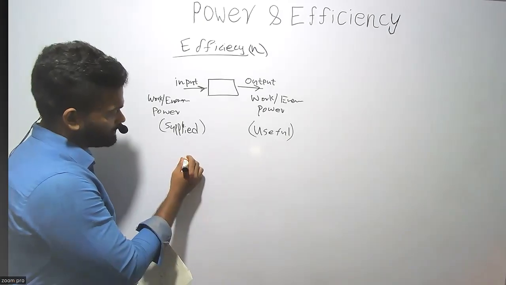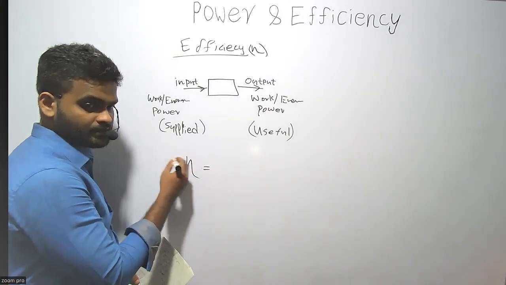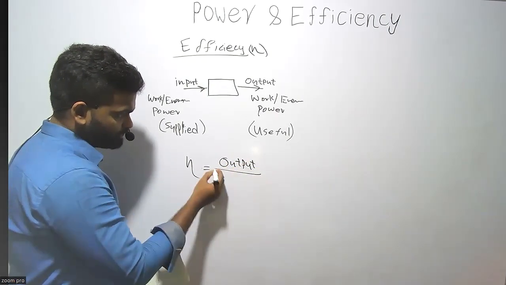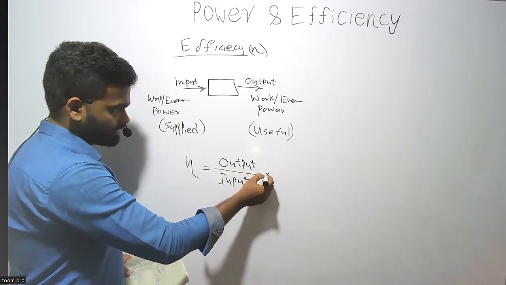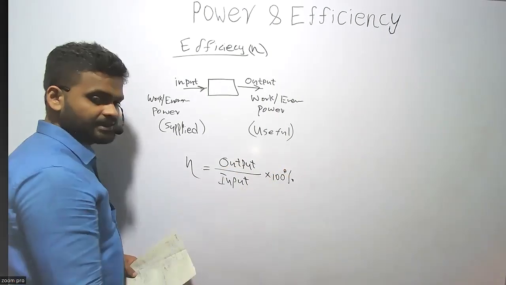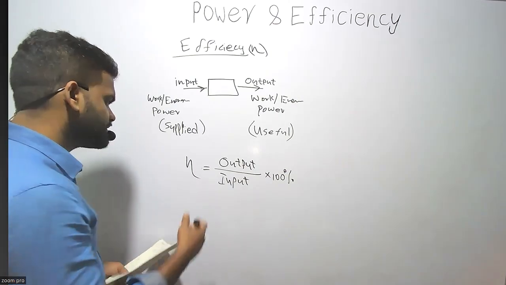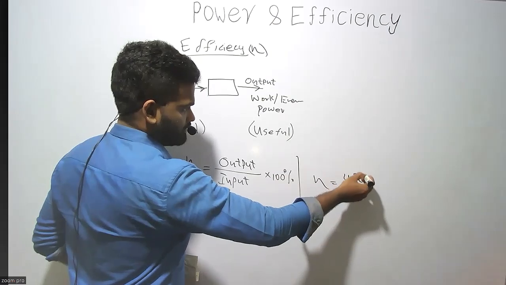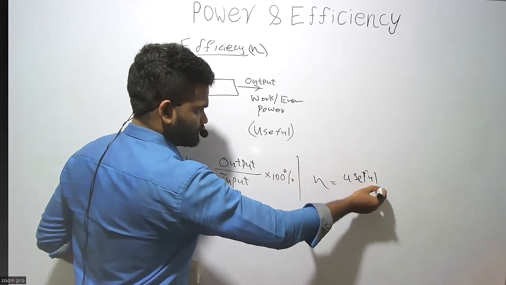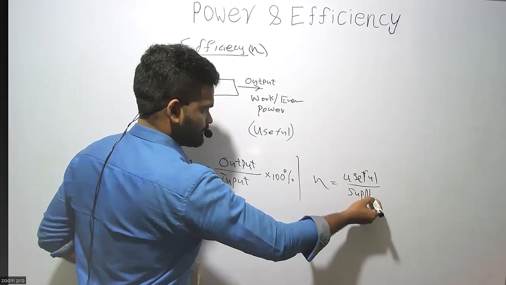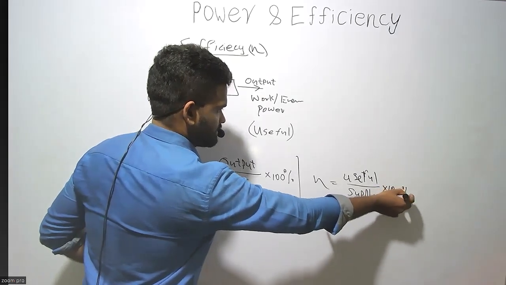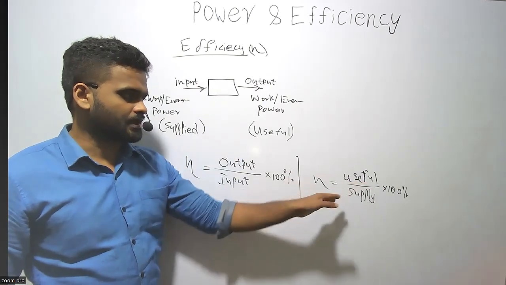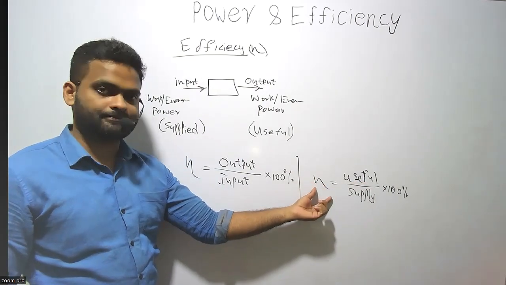So the equation for efficiency, this symbol we call eta, efficiency, is equal to output divided by input times 100%. This is the equation for efficiency. Or sometimes, in some questions, you will need this one: useful divided by supplied energy times 100%. So that also can be efficiency there, right?